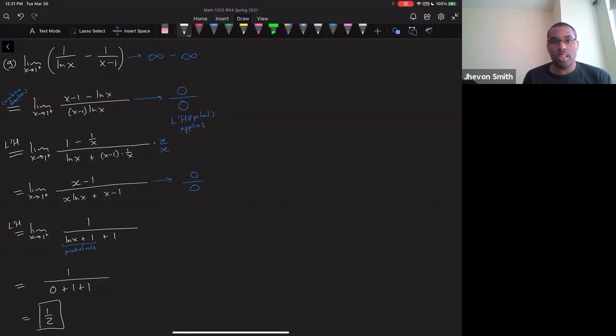I get 0 over 0. So I did the derivative of the top divided by the derivative of the bottom. Simplified very quickly, I got 0 over 0 again. L'Hopital's again. Now I end up in a situation where I don't need L'Hopital's rule. So this problem required two applications of L'Hopital's rule, with simplification in between. And then we ultimately get to the answer, which is a half.